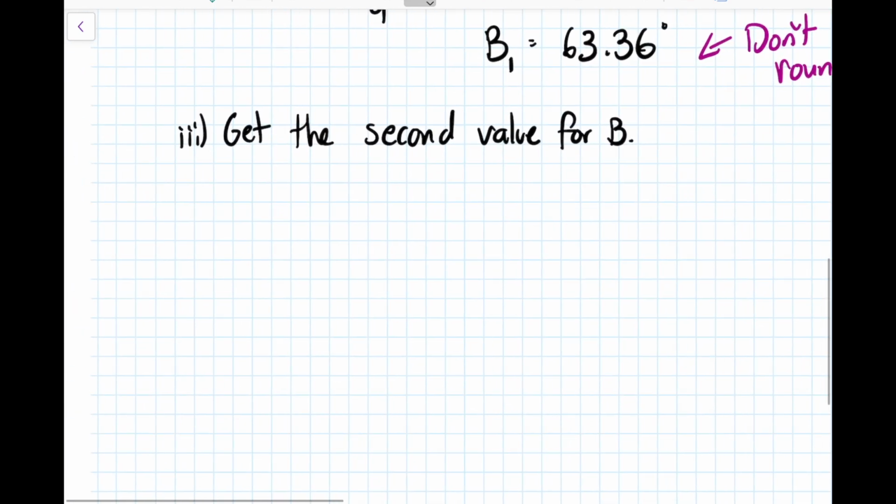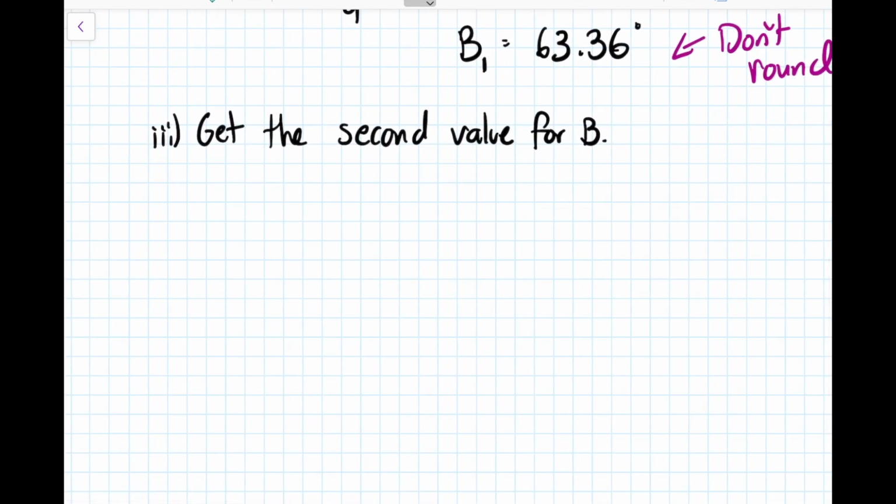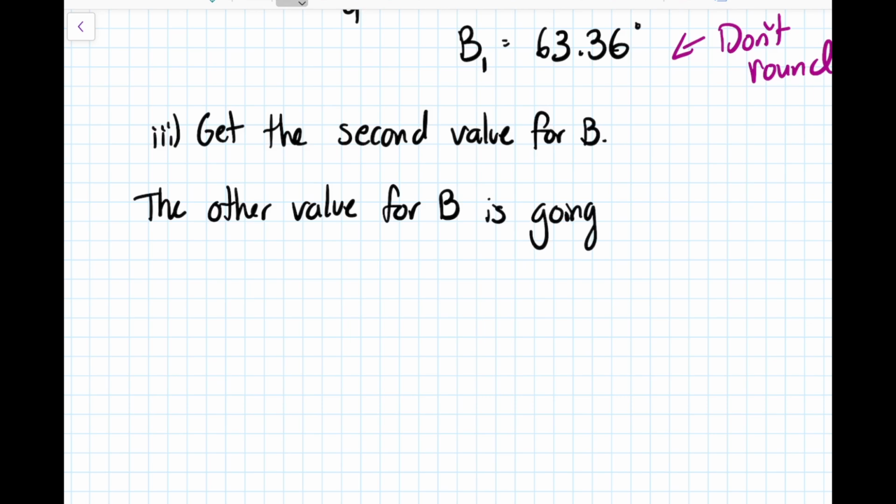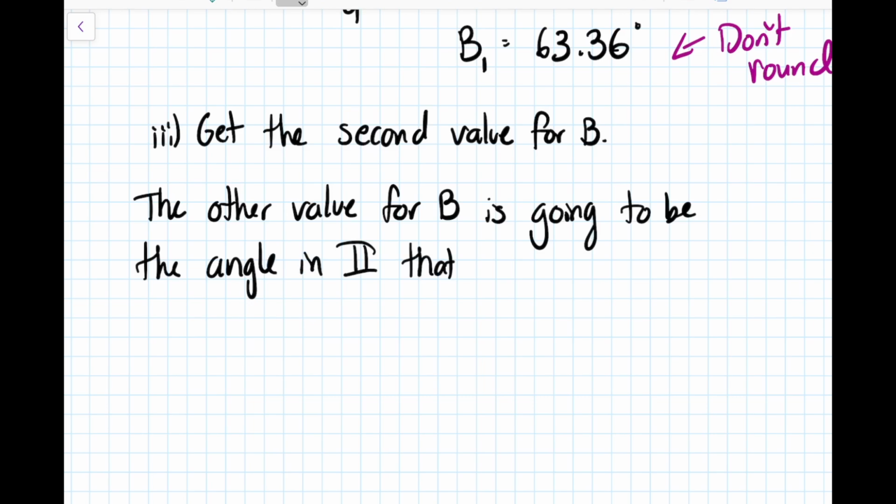So if you think back to earlier in the chapter, there are some angles that share the same trig ratios. And that has something to do with reference angles. So the other value for B is going to be the angle specifically in quadrant 2. And I'll get to why in a sec. So the angle in quadrant 2 that has the same reference angle as B, which is just B. So it has a reference angle of our first value for B.